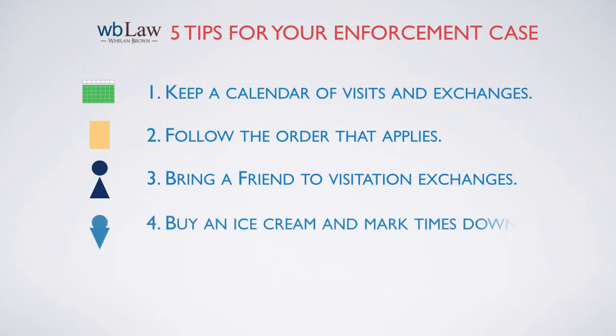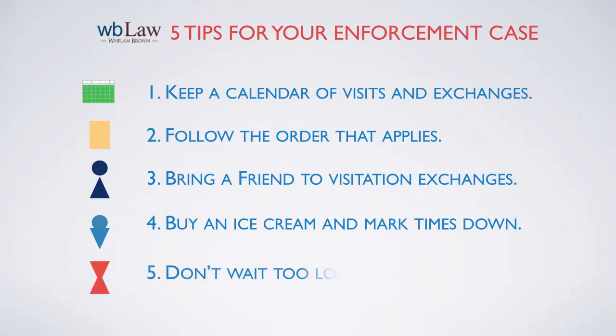Number 4, buy some ice cream. And what I mean by that, if you have an exchange that's in a public place, like say a McDonald's or a Wendy's or whatever, buy something. Get a receipt that has a timestamp on it so you can say, hey, I was there on time, I was there to pick up my children, and the other person did not bring my kids to me. Anything that you can do to mark that time, even if it's just sending a text message that says, hey, you didn't pay support on the first like you were supposed to. You never want to seem like you consented to things not happening, so track those times.